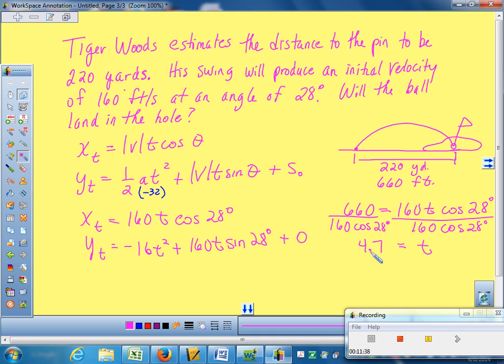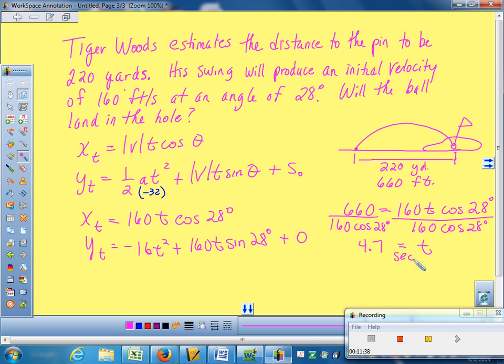Okay, 4.7 is 4.7 what? What did you just find? That's time. So it's going to take it 4.7 seconds to travel 220 yards or 660 feet. Okay, now how are you going to figure out though if it landed in the hole? You gotta fill in the other formula. Because if I take that 4.7 seconds and I fill it into the other formula, what's it going to tell me? It's going to tell you your y(t). Well, it's going to tell me my y. Y is my vertical. It's going to tell me how high the ball is when it gets to that point.